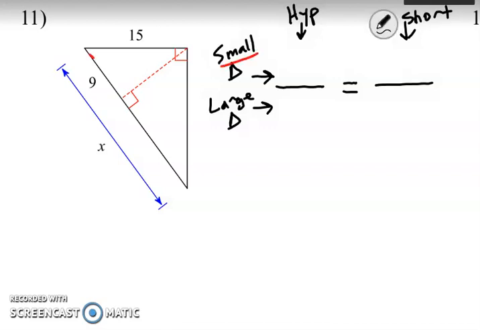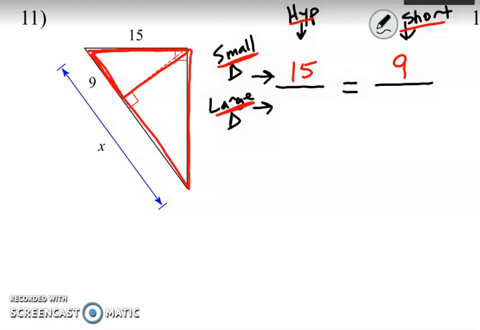If I'm looking at my small triangle, that would be this guy right there. The hypotenuse of that small triangle is 15. If I look at that small triangle and find the short side is 9. And then I'm going to do the same thing with my larger triangle. If I look at the large triangle, which is the entire thing, the hypotenuse of that large triangle is x. That's the value I'm looking for. And if I look at the large triangle's short side, that would be 15. So now I've got information plugged into my proportion.